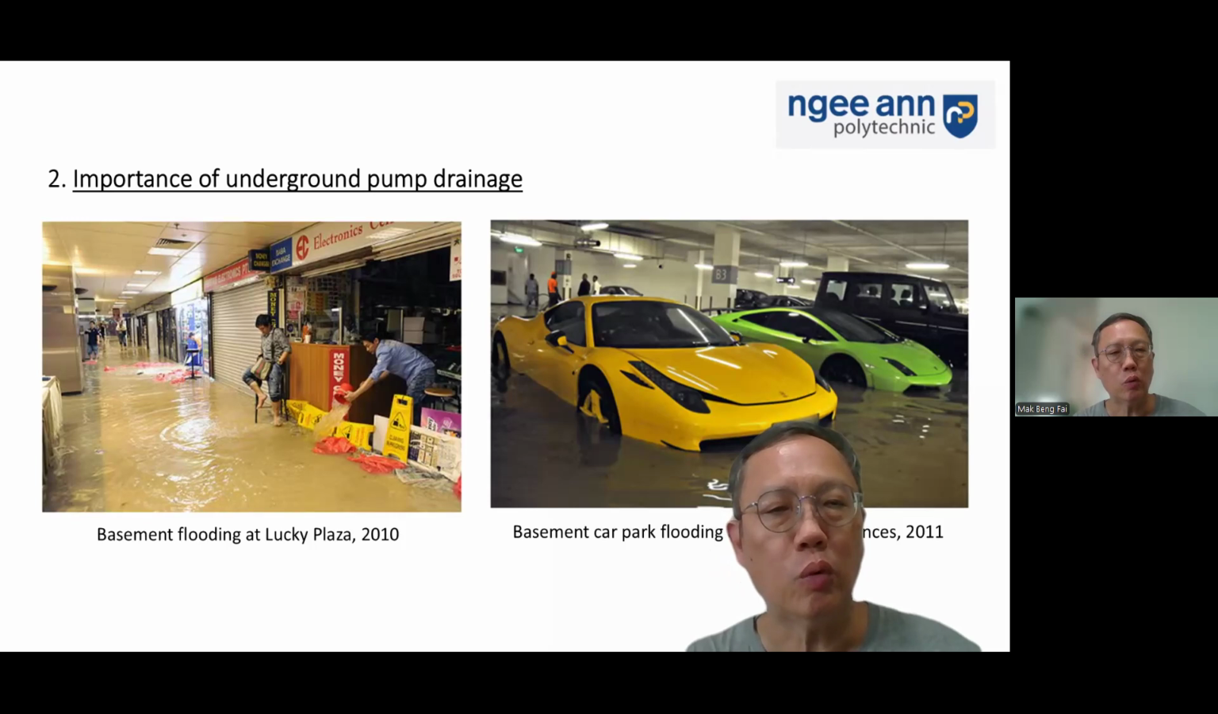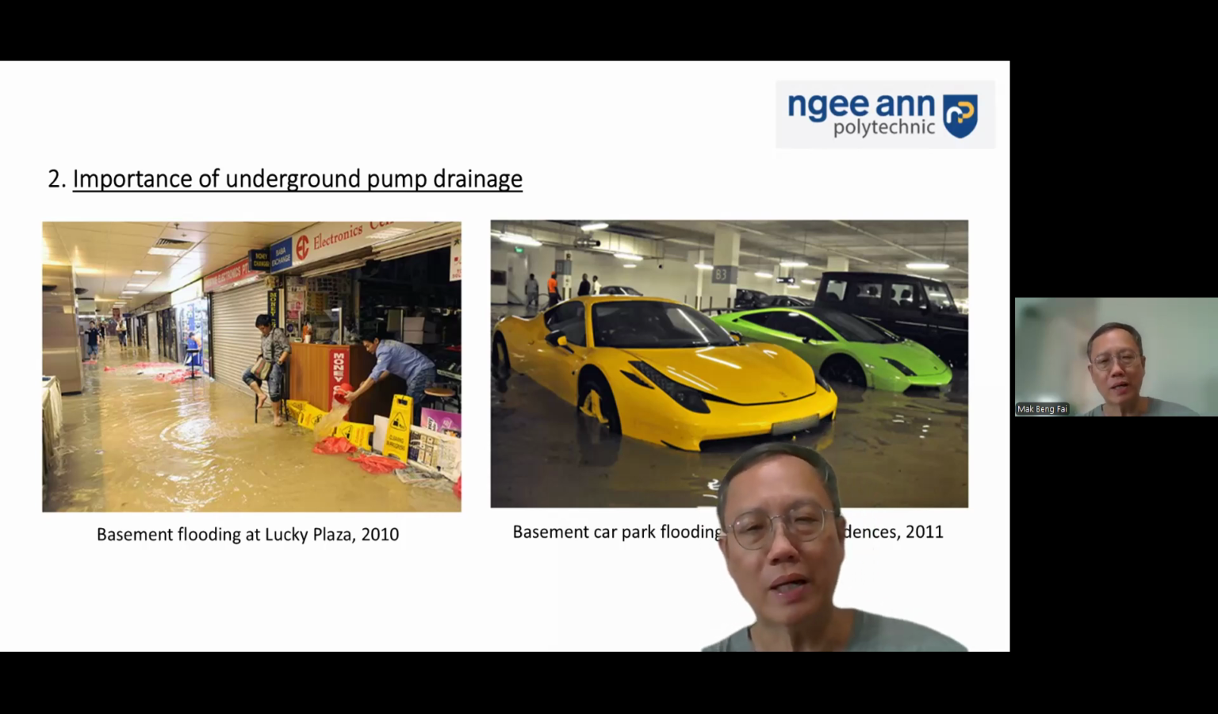Now, this is what happens when you do not have, or you have an inadequate pump system, or the pump is malfunctioning, or maybe even the drainage system is clogged or something like that. Now, this could be the result. You can see that here there's Lucky Plaza. It was more than a decade ago. See the shops, they have to prevent water from coming in.